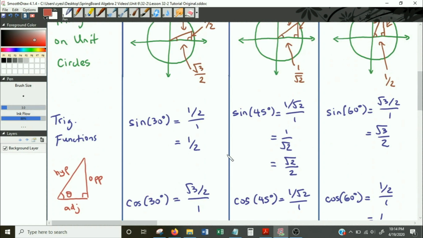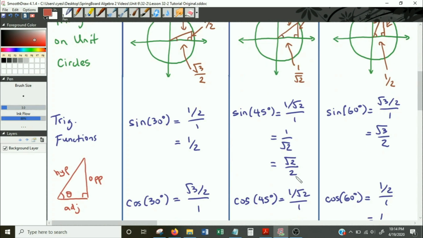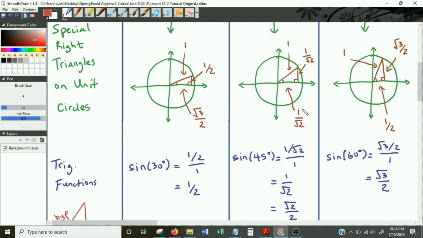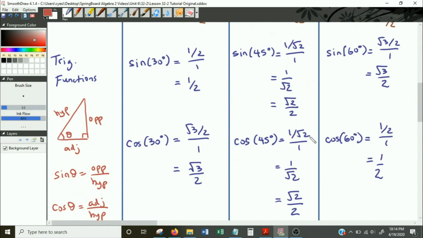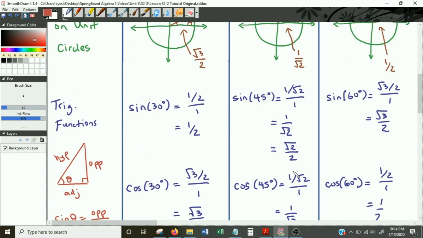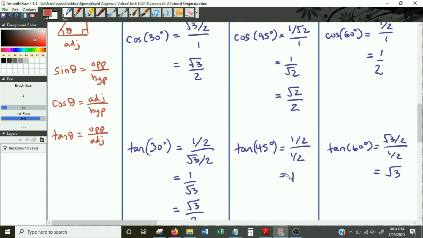Going to the 45, 45, 90 triangle, sine of 45 is 1 over root 2 divided by 1, so I'll get root 2 over 2 once I rationalize it. For cosine, it's 1 over root 2 divided by 1 again, so that's also root 2 over 2. And if I do tangent, it's 1 over root 2 divided by 1 over root 2, which is 1. So tangent of 45 is 1.